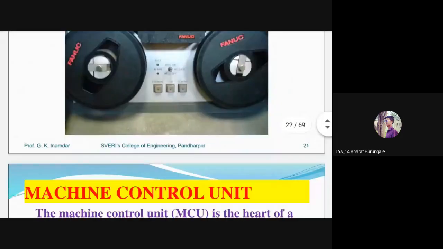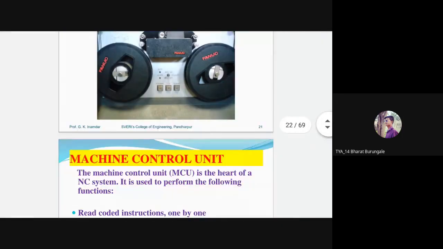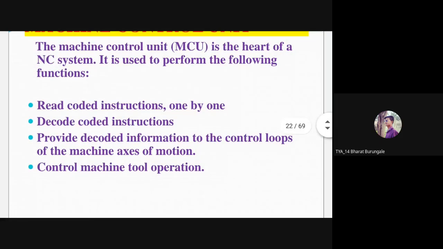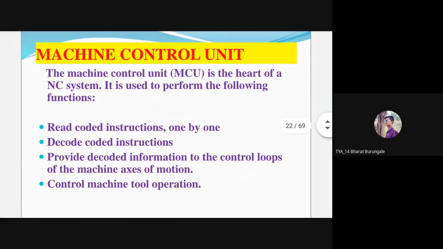Now after part programming, the second point is the machine control unit. Whatever the machine control unit is, it is nothing but the CPU. The machine control unit is the heart of the NC system. It is used to perform the following functions. What are the functions of the NC unit? The machine control unit has the following functions. First, read coded instructions, one by one. These are the main functions of the machine control unit.